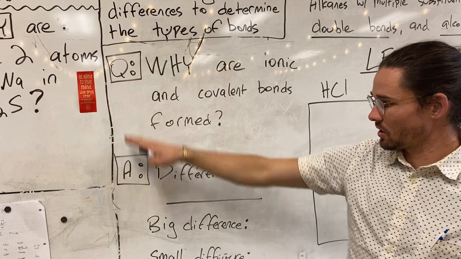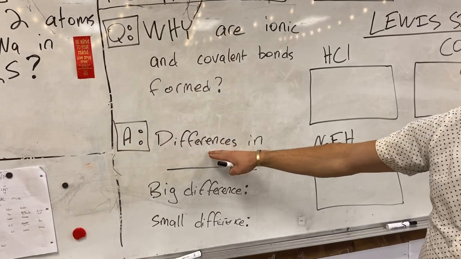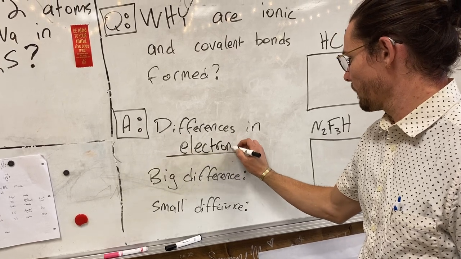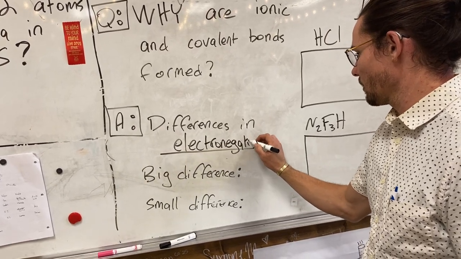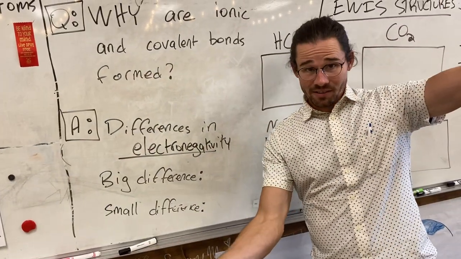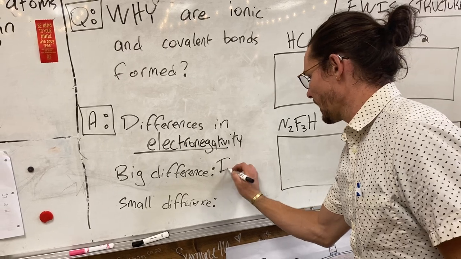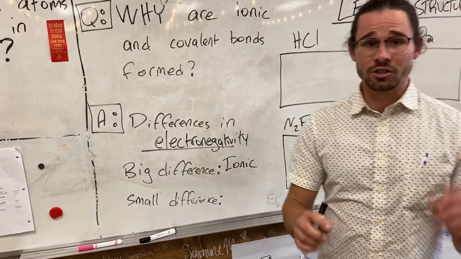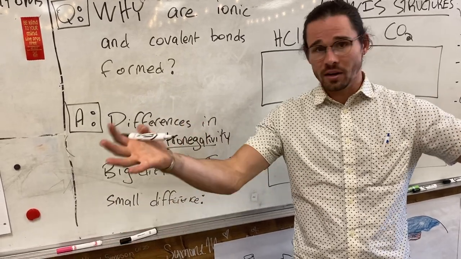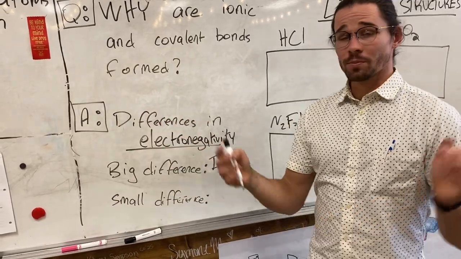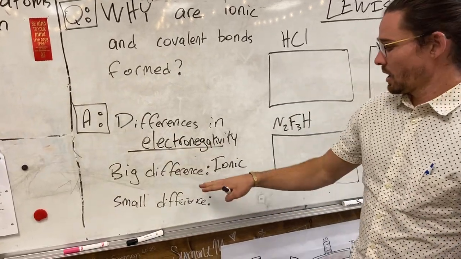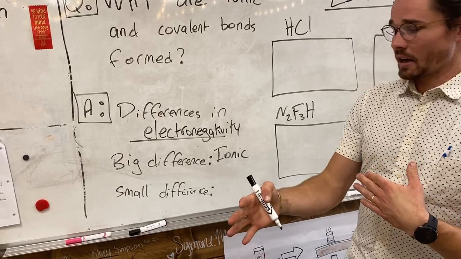So that's my question. The answer is that they form because of differences in electronegativity. If there are two elements and there's a big difference in electronegativity, it's going to be an ionic bond. That's something like sodium and chlorine. They have big electronegativity differences. These are the periodic trends that we talked about earlier. Chlorine is going to take the electron and not let it go, and that's going to form an ionic bond. We took a test over that already.